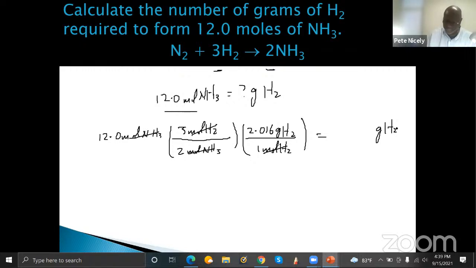So again, we have to do some calculations here. 12.0 times 3 divided by 2 times 2.016. And according to my calculations, when rounded off to 3 sig figs, the answer becomes 36.3. So let me write that down here. 36.3 grams of hydrogen. All right. So that's basically how that is done.